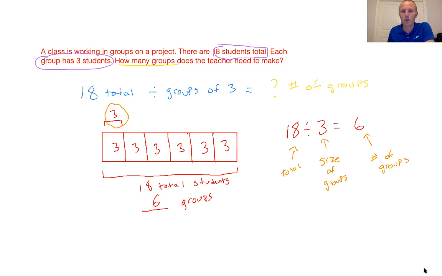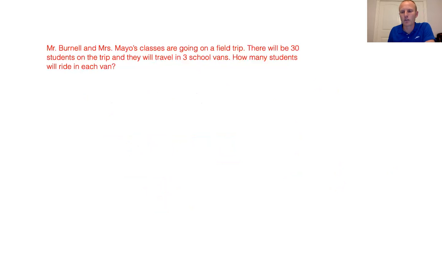Make sure that the total equals the total number of students or total number of objects you have in your problem. The other type of problem is sort of the opposite of that, where you don't know the size of the group, but you do know how many groups there are.